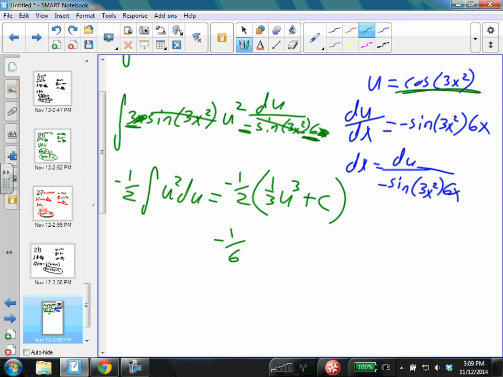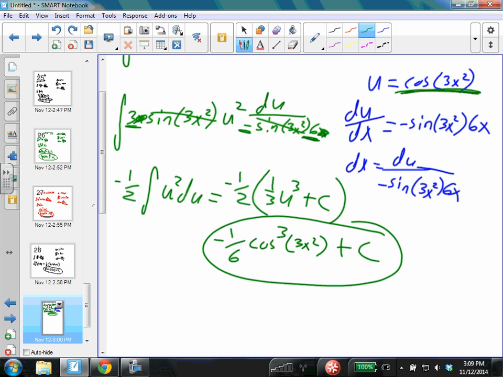U is here. It's already really straightforward. It's cosine of 3x squared, that should be cubed, plus our constant. And so we get there in half the time, right? Instead of having to do multiple substitutions, we can just do one and then finish, okay?